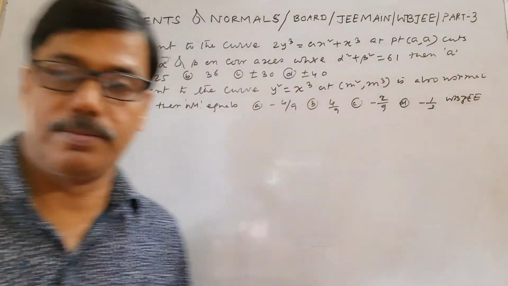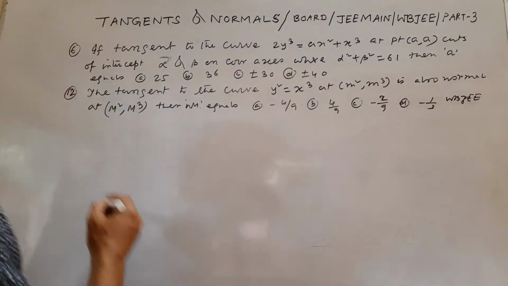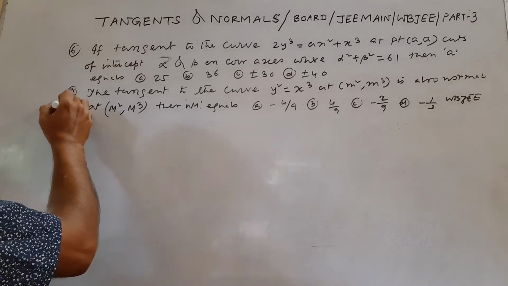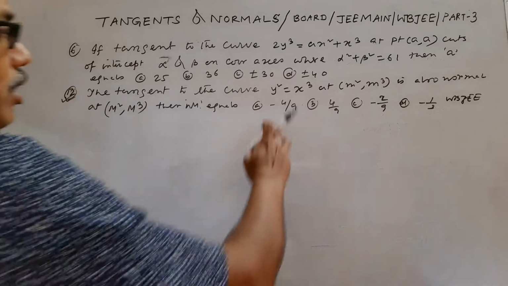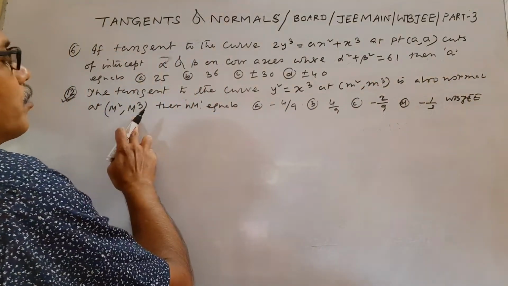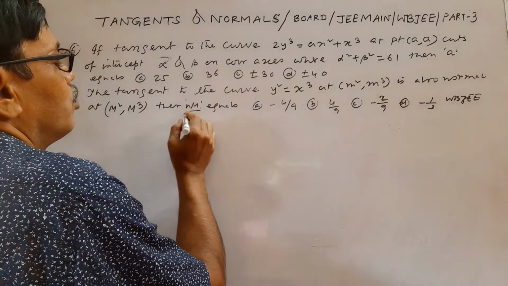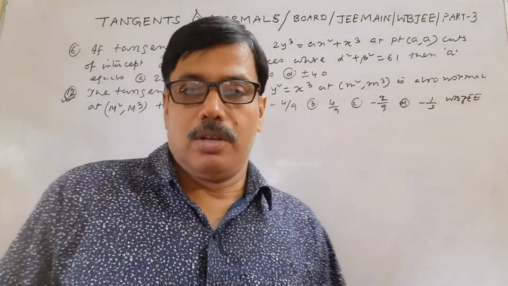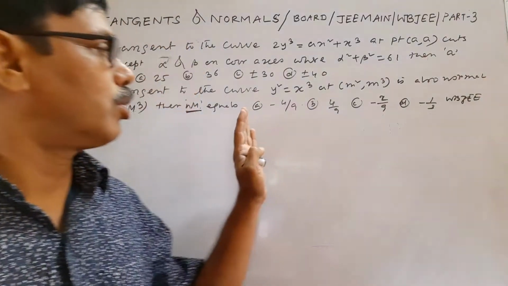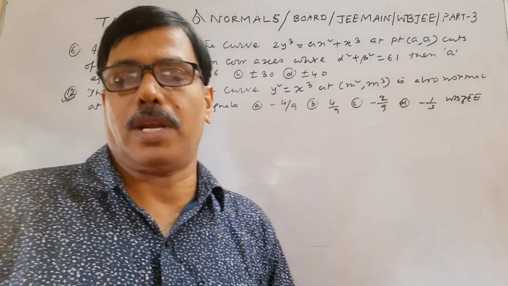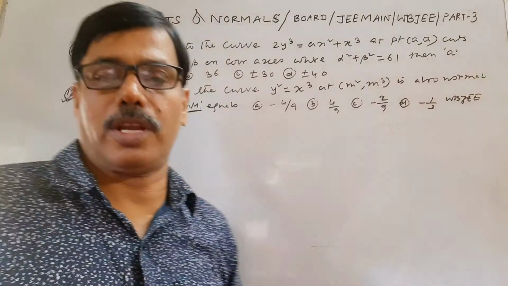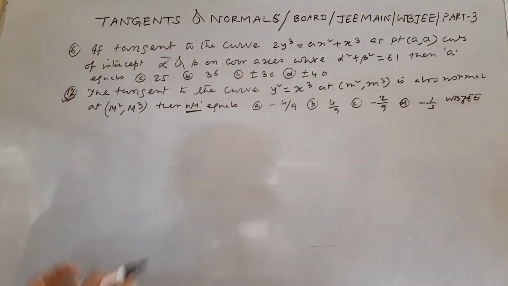Now we consider two more problems, 6 and 12. So problem number 12. The tangent to the curve at this is also normal to the curve at m square, m cube. Then what is the value of m into M? So tangent is also normal. So we find slope of tangent at this and slope of normal at this, and they are same. So simple one.